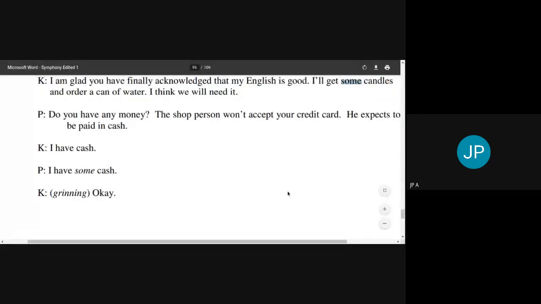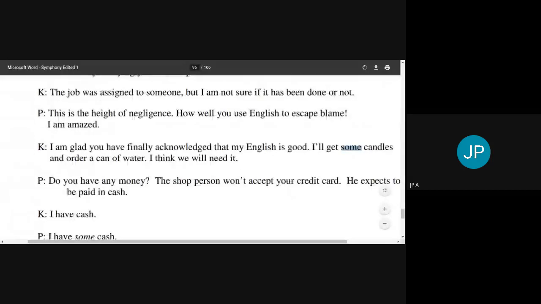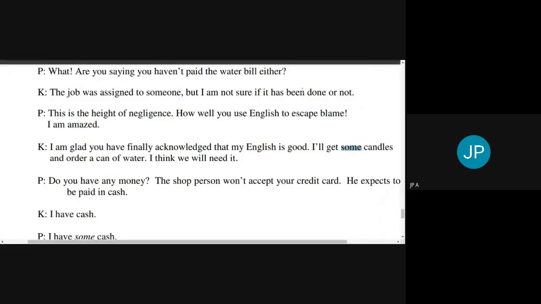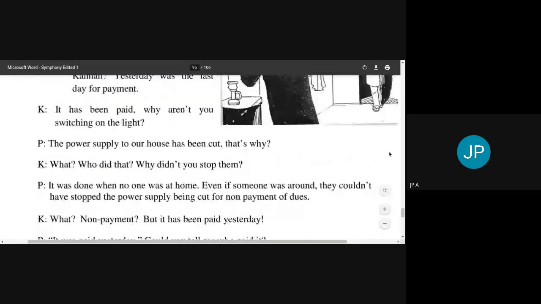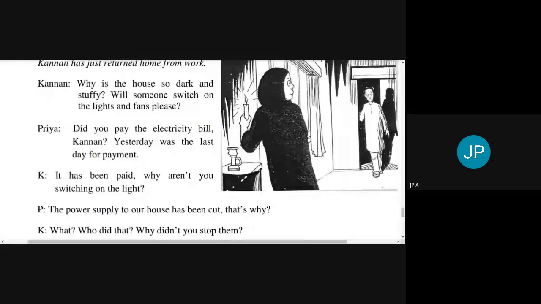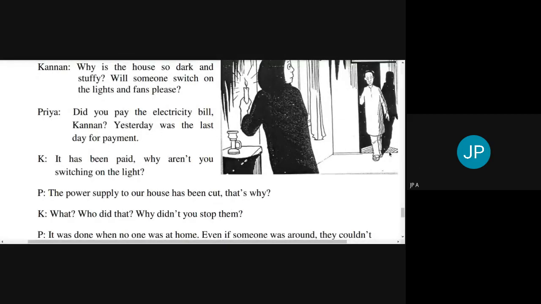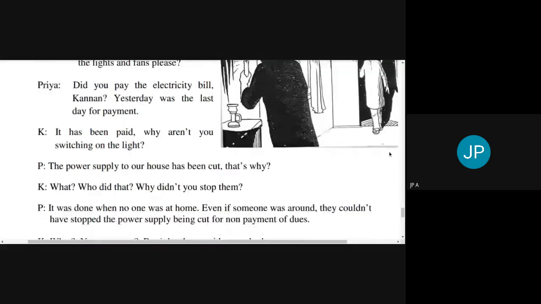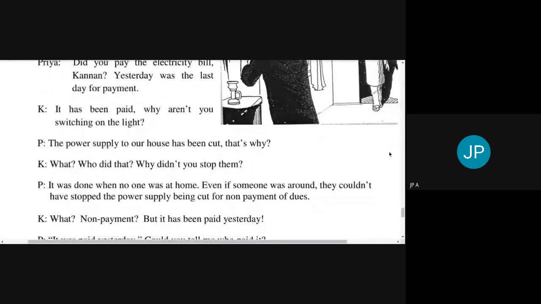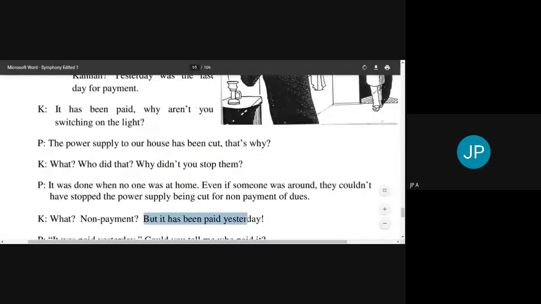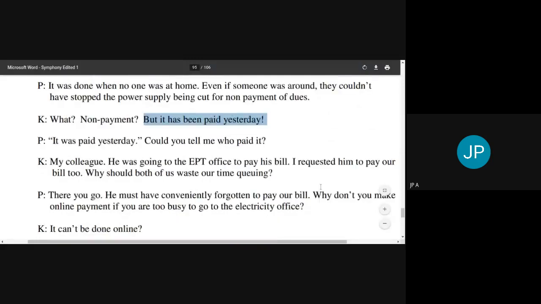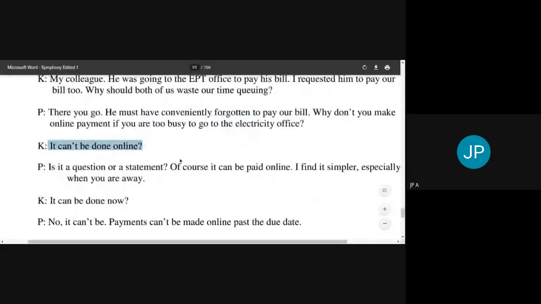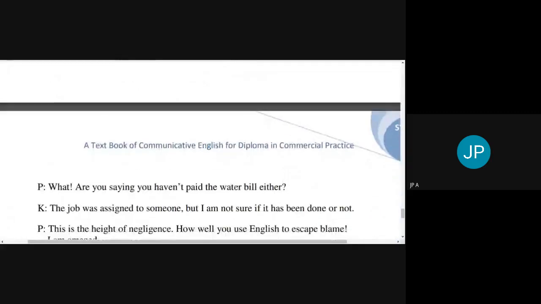Okay, so we came across errors in structure. These are the kinds of errors that we came across in language usage. He made tense errors in the beginning. He made some errors in the tense. When he talked about it has been paid yesterday, then he made some errors in the structure of the language. It can't be done online. And then he used some idiomatic errors.